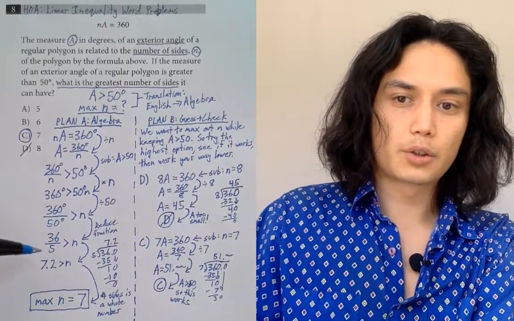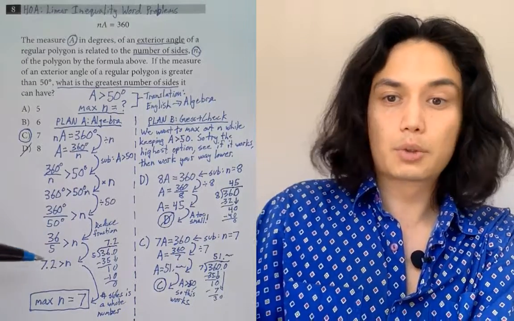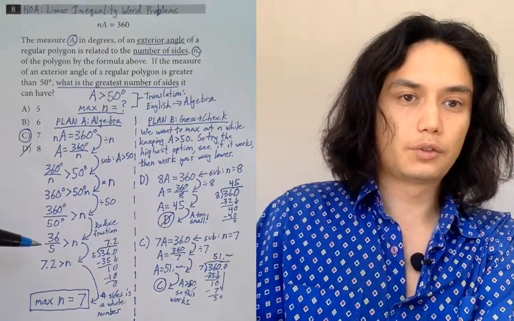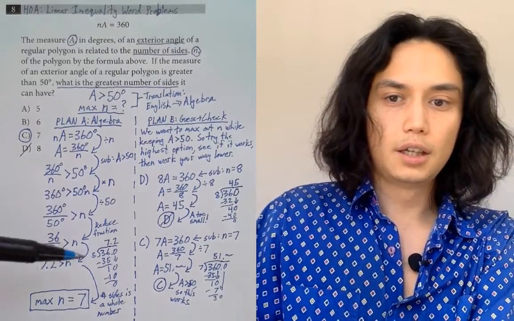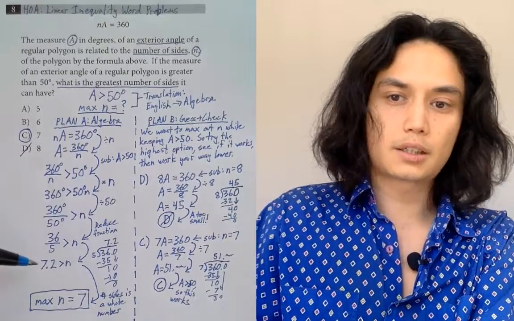So here we reduce the fraction. 36 over 5 is greater than n. And then we're just going to do some long division. What's 36 over 5? I mean, can you know what that is in your head? Here's the long division for it, but it's 7.2.